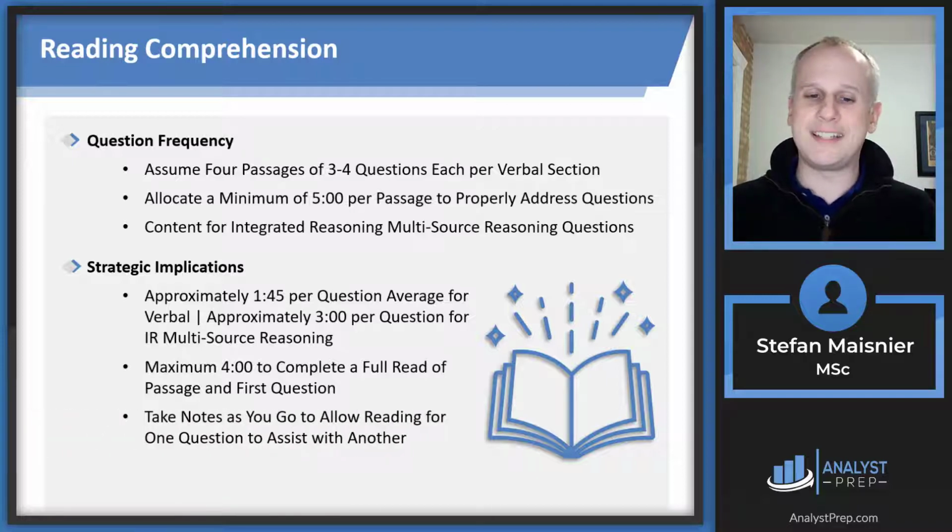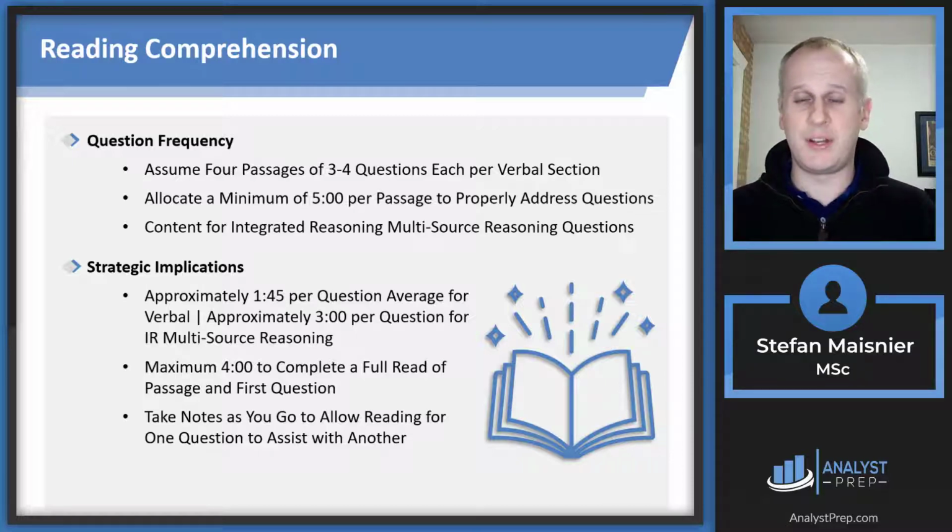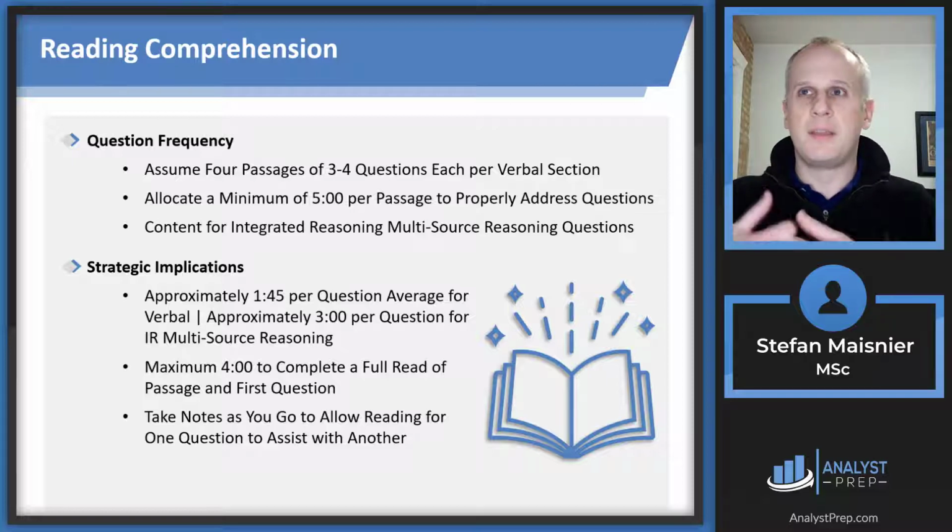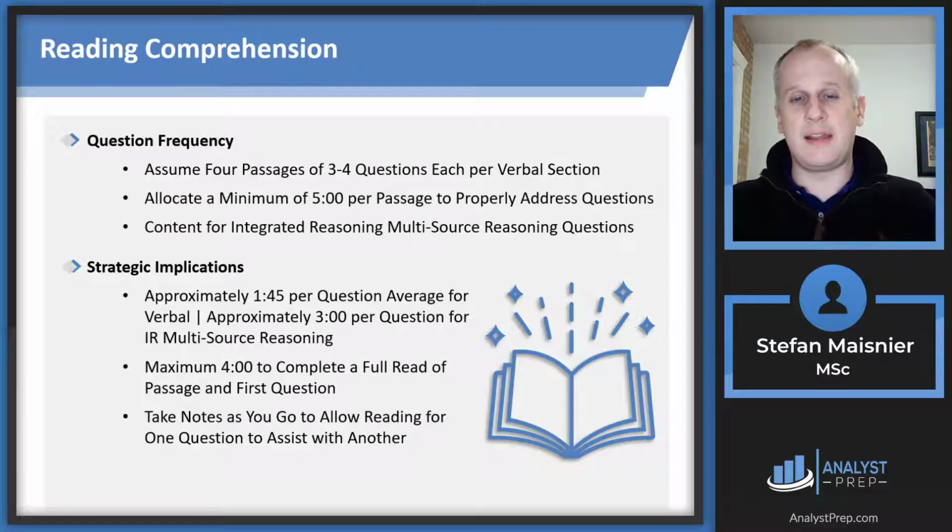You'll also want to take notes as you go to allow your reading comprehension for one question potentially to assist with another. From a theoretical perspective on the GMAT, the reading comprehension passages have more questions that they can show you than you'll actually see in most cases. So if you're looking at a passage, you'll see 3 to 4 questions, but there might actually be as many as 7 or 8 possible for that passage.